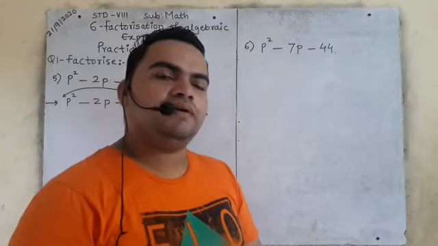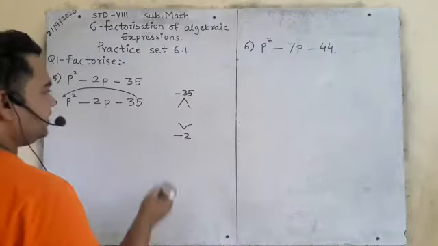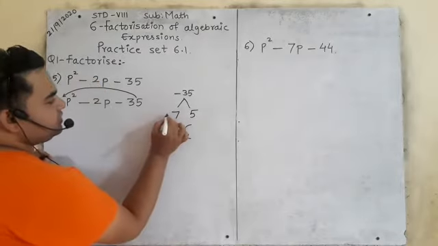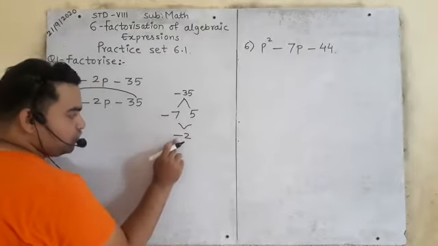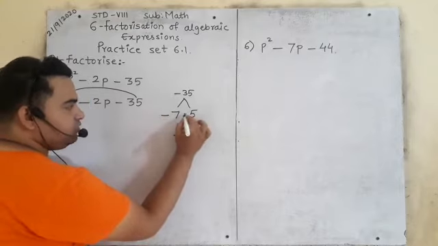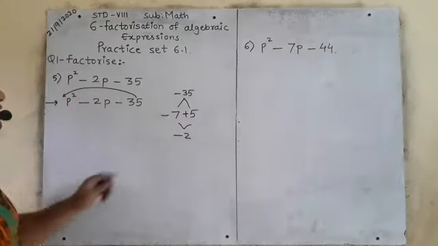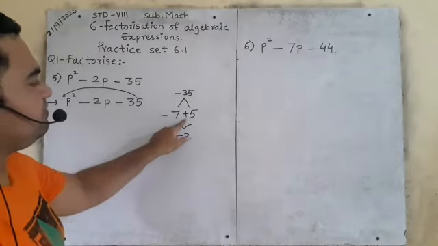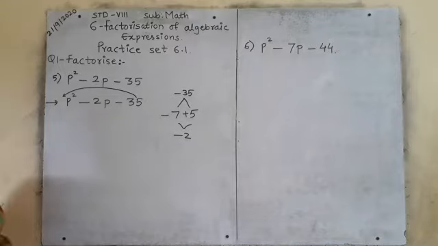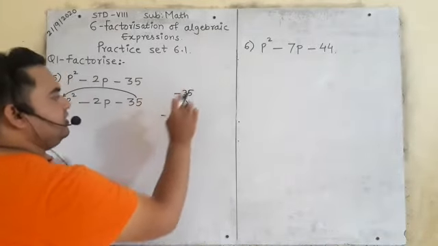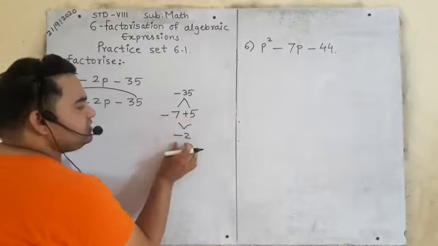35 comes in which table? 7 5s are 35, right? Directly it comes to our mind. 7 5s are 35. So this is the answer. You want the answer in negative. So for the bigger number, it should be negative and the smaller number should be positive. So 7 5s are 35 and minus 7 plus 5 is minus 2. Is it clear? See, minus 7 multiplied by plus 5 is minus 35. Minus 7 plus 5 is minus 2.